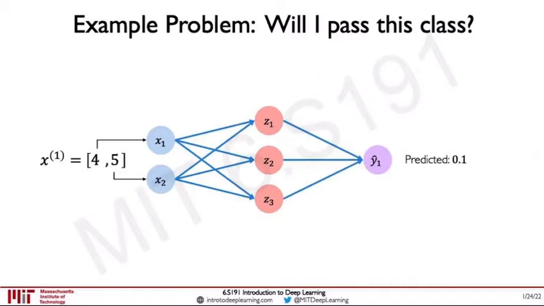Then the 0.1 here is telling you it's likely that he failed the class. When the predicted value is very close to 0, it means he is more likely to fail the class, and when it's close to 1, he is more likely to pass the class. But you know what? When we look at the score of this person, he actually passed the class.